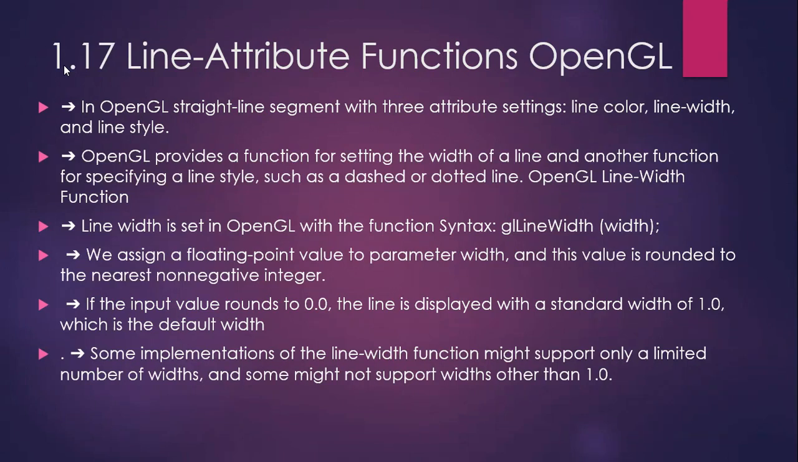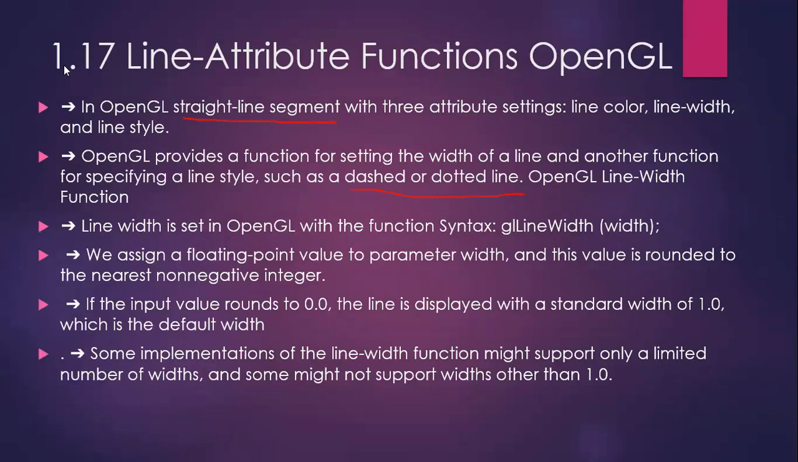Line attribute functions in OpenGL. A line segment can be represented with the line color, line width, and line style. Okay, so you may have the attributes for the line, that is a straight line segment. It can have any color, or you can represent any line with different width and also different style. When we say style, it can be a dashed or dotted line.